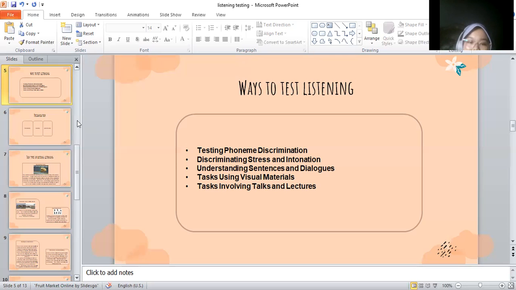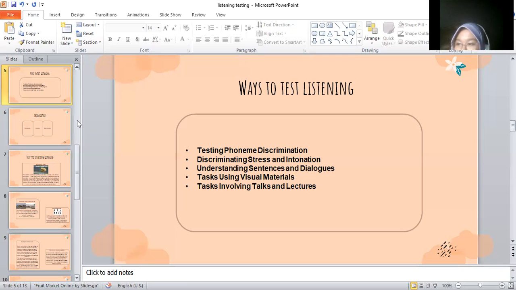And then we have understanding sentences and dialogue. A teacher can also test the students' understanding of individual sentences and dialogue. And then tasks using visual material, like matching and true or false tasks, map tasks, drawing tasks, and etc.